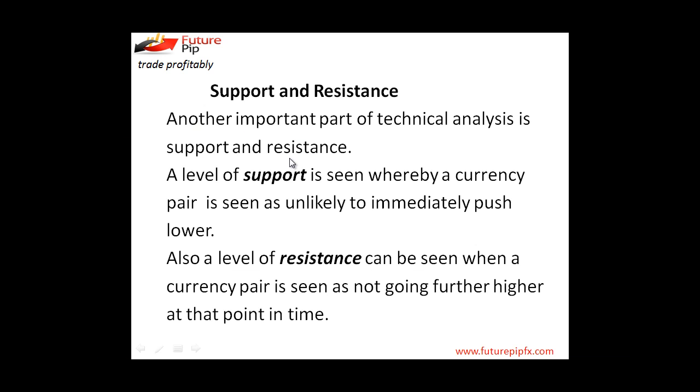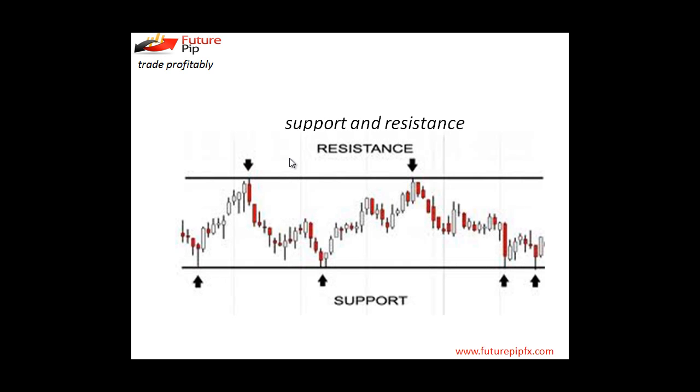Okay, we now talk about support and resistance. The market will always hit the support and the market will always hit the resistance. Let's see what support means. Another important part of technical analysis is support and resistance. A level of support is seen where a currency pair is unlikely to immediately push lower. Also, a level of resistance can be seen when a currency pair is not going further higher at that point in time. So this is a support, this is a resistance. You have a support down here, and you have a resistance here.